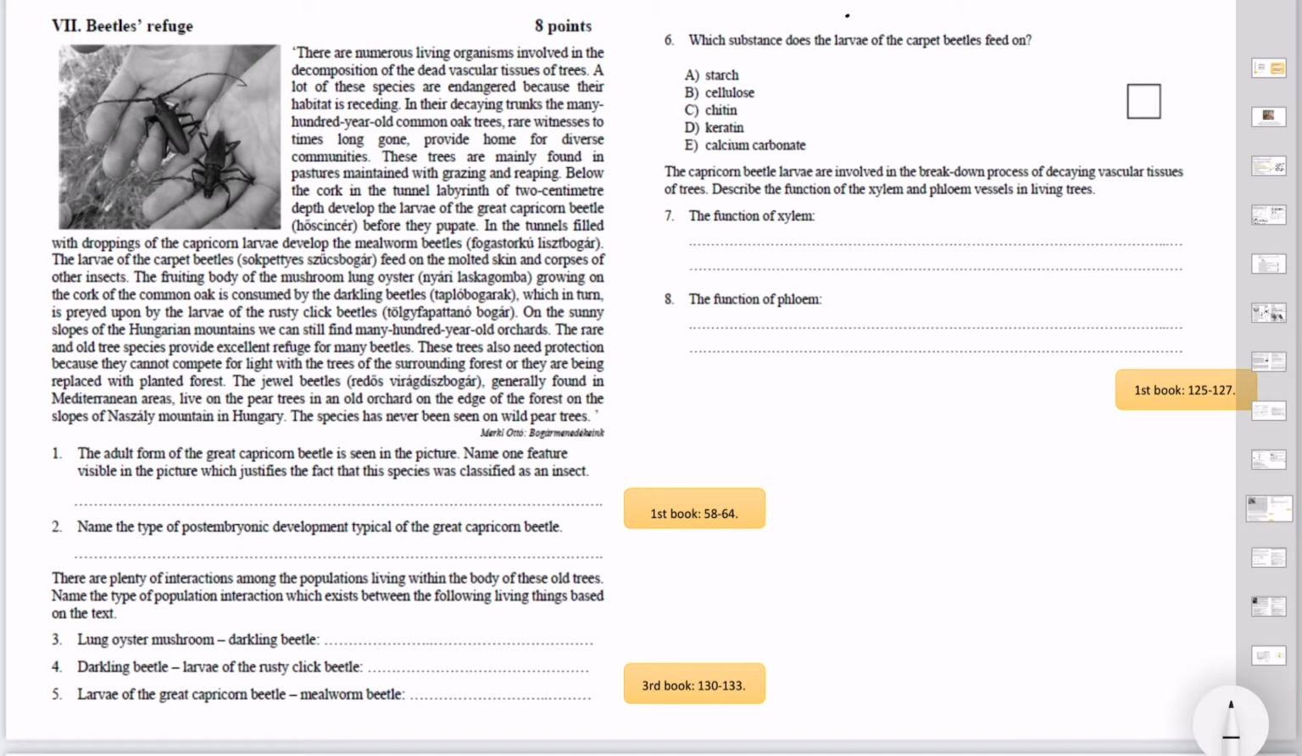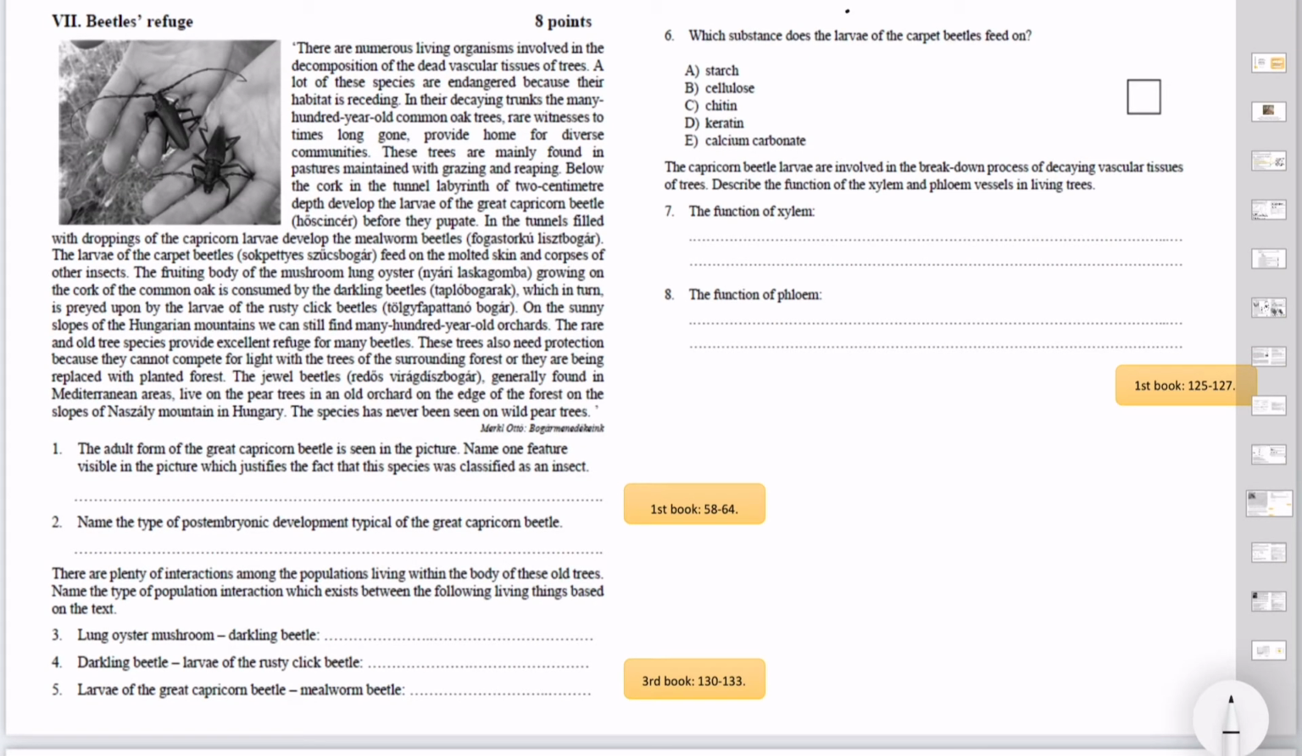Below the cork in the tunnel labyrinth of 2 cm depth develop the larvae of the great Capricorn beetle before they pupate. In the tunnels, filled with droppings of the Capricorn larvae, develop the mealworm beetles. The larvae of the carpet beetles feed on the molted skin and corpses of other insects. The fruiting body of the mushroom lung oyster growing on the cork of the common oak is consumed by the darkling beetles, which in turn is preyed upon by the larvae of the rustic click beetles.